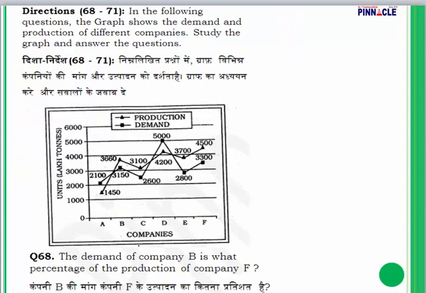Question number 68. In the following question, the graph shows the demand and production of different commodities. Study the graph and answer the question. In this question, the demand of company B is what percentage of the production of company F? This is company F, this is production and this is demand. So the demand of company B, that is 3150, is what percentage of the production of company F, and production is 4500. We have to find the value of this.